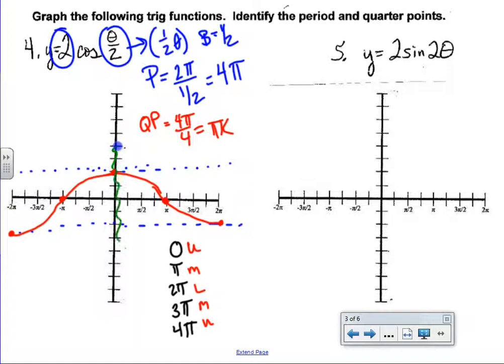And remember our little rule about the b value. By the time I hit 2 pi, from 0 to 2 pi, I only went through half of a cycle of cosine, which is what that b value represents.